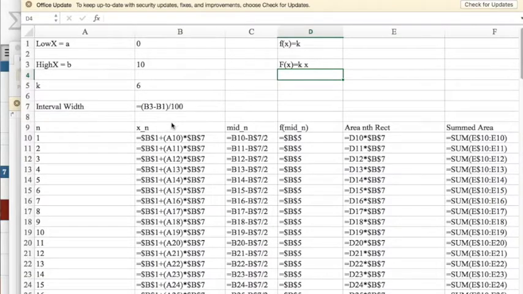And so instead of x n, we'll look at the midpoint, and then we just have our function. Well, since this is a constant function, f evaluated anywhere is just the value b. The area of the rectangle is base times height. This is the height. The base was the interval width. And then the summed area is the area we have so far.